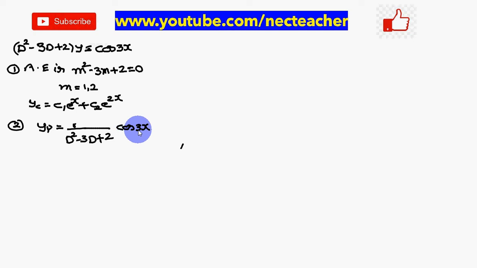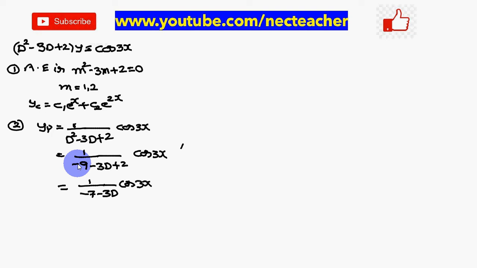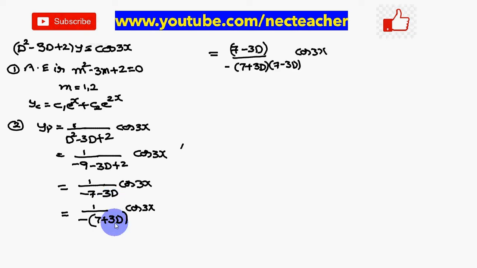Whenever you come across sin bx or cos bx, what you have to remember is that D square is replaced with minus b square. In cos bx, here b is 3, b square is 9, so minus b square is minus 9. Therefore in place of D square you write minus 9. Minus 9 minus 3D plus 2, how much? Minus 7 minus 3D. Again, remember for cos 3x you require D square. Therefore you take the minus down: 7 plus 3D. So I want D square, therefore multiply the numerator and denominator with 7 minus 3D.